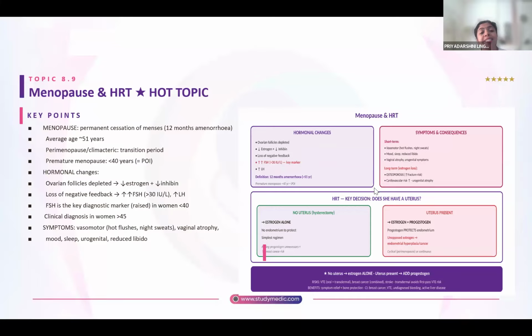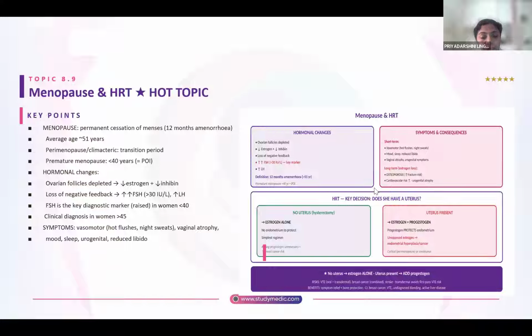So, what is the time duration that you give for menopause? The time duration is taken as at least 12 months of amenorrhea. What is the average age of menopause? Average age is taken as 51 years. Now, what do you understand by climacteric phase? Climacteric phase is nothing but the perimenopausal phase, and this is a transition period. This transition period can take any time between 3 to 8 years.